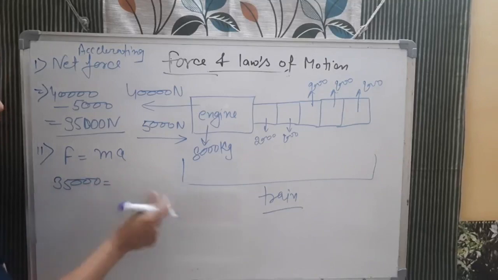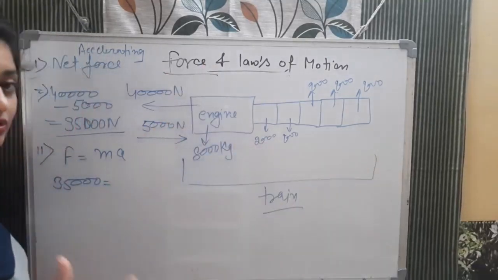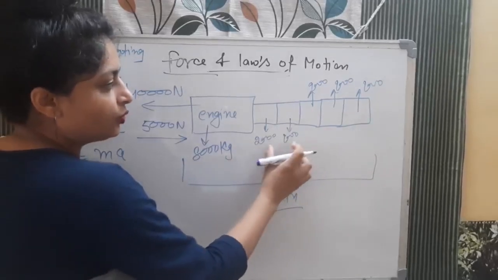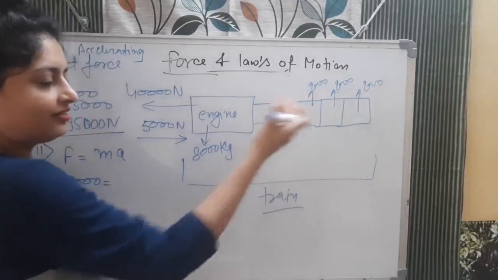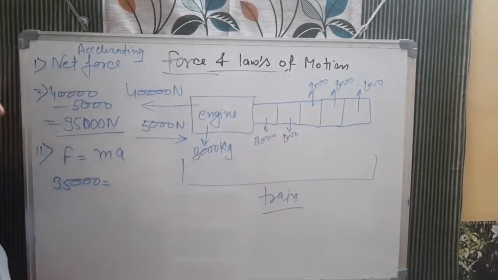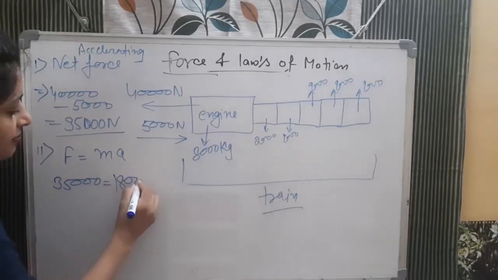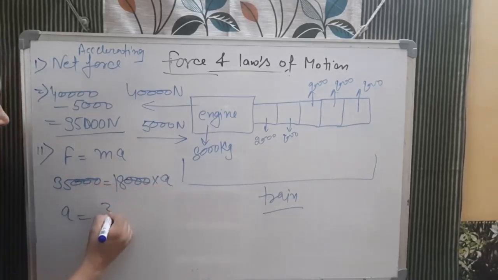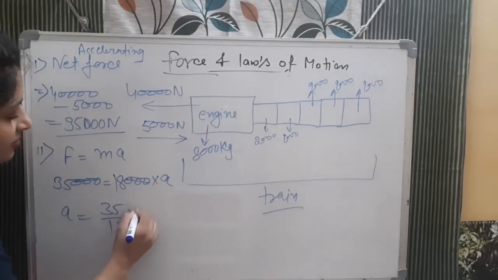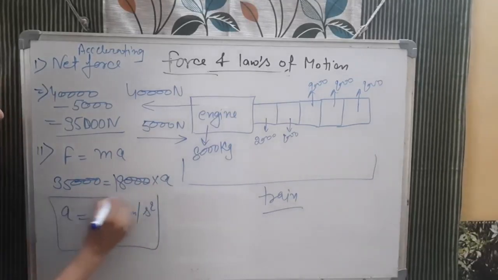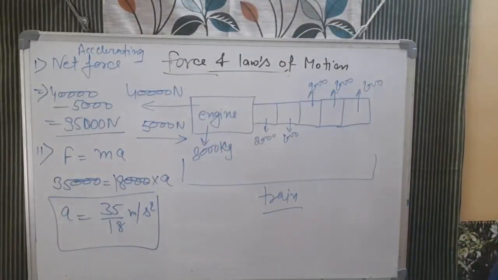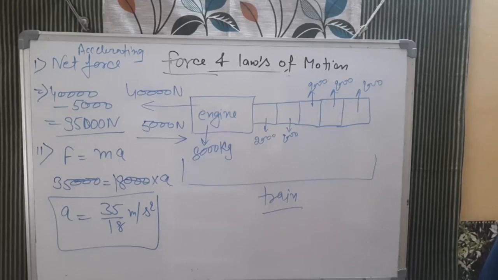Mass of the train. The question is asking about the acceleration of the train. So the mass of this complete train: 8,000 here and 5 times 2,000, so 10,000 here. 10,000 plus 8,000 is 18,000. So 35,000 is equal to 18,000 into acceleration. From here you can simply say 1,000 will cancel out, so 35 divided by 18 meter per second square. This will be the acceleration of the train with which it is moving. Now in the next part the question is asking about the force of wagon 1 on wagon 2.